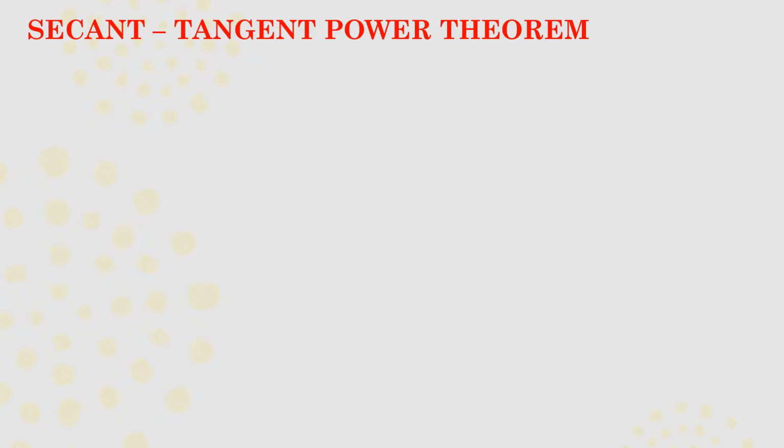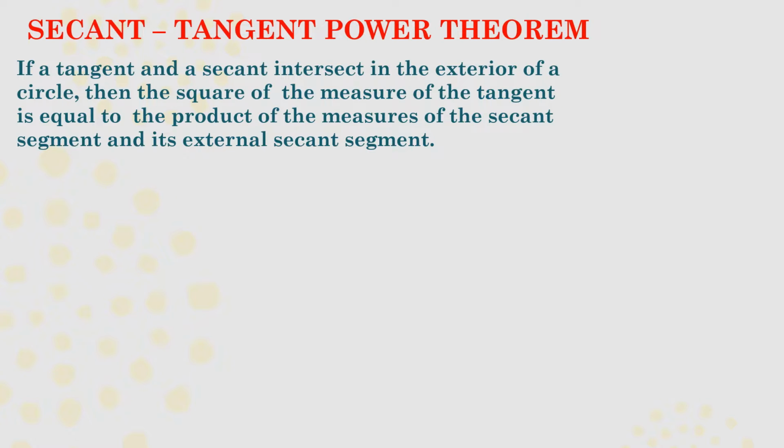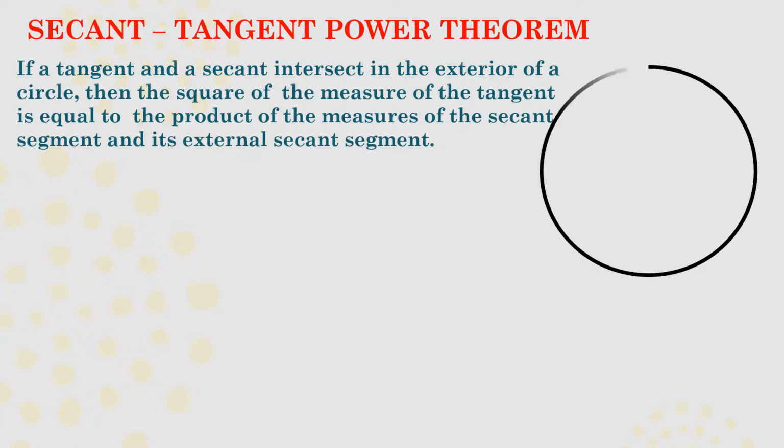Okay, so let's have the last power theorem, the secant-tangent power theorem. According to this theorem, if a tangent and a secant intersect in the exterior of a circle, then the square of the measure of the tangent segment is equal to the product of the measures of the secant segment and its external secant segment. So let's have a circle.